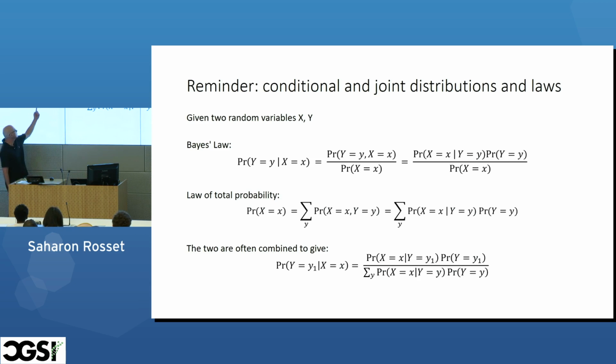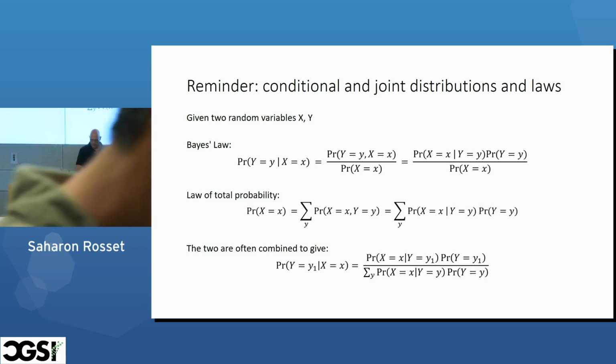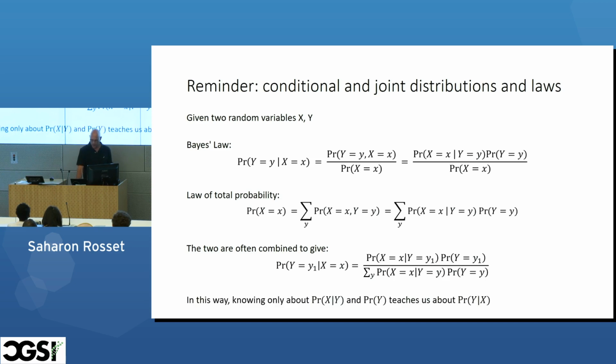If I want to know the probability that y takes a specific value given x, I can express it as the conditioning the other way times the marginal, divided by the sum over y of all values of the numerator. And so these are just a few formulas that we have to keep in mind whenever we think about conditional distributions. Okay, so this is all very trivial. And the point is that if I know only about the conditional of x given y and the marginal of y, I can make inferences about the conditional of y given x.